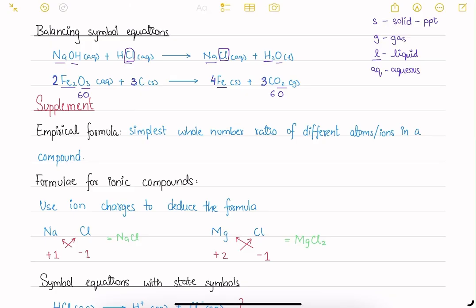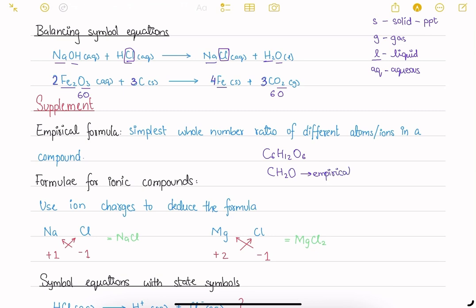We have C6H12O6. So these all can be divided by 6, right? 6 divided by 6 is 1. So C. 12 divided by 6 is 2. So CH2, and 6 divided by 6 again is going to be O. So this is the empirical formula.